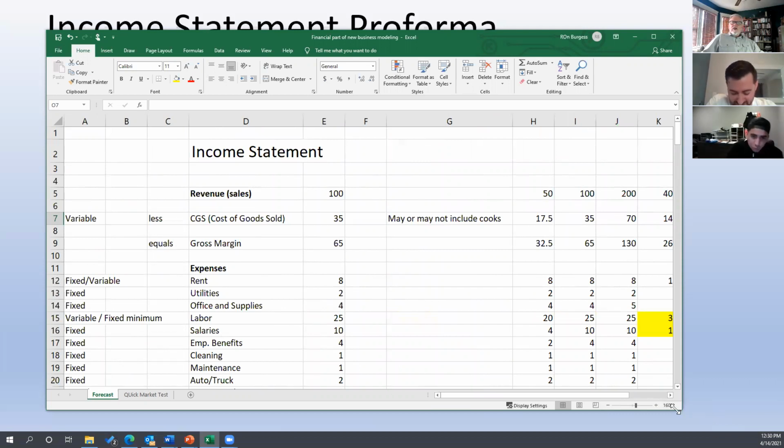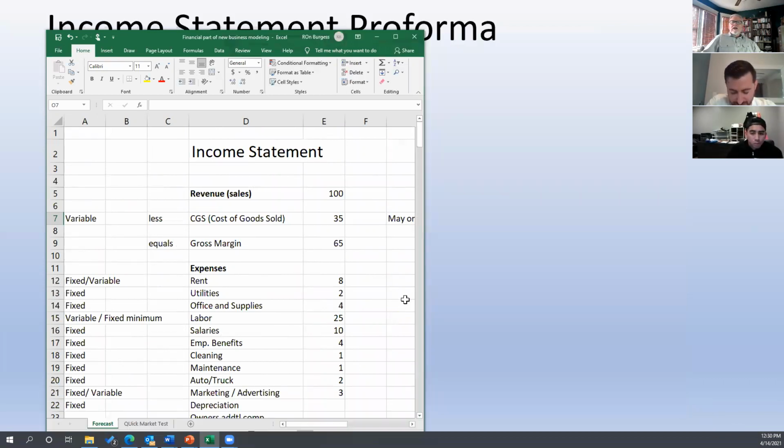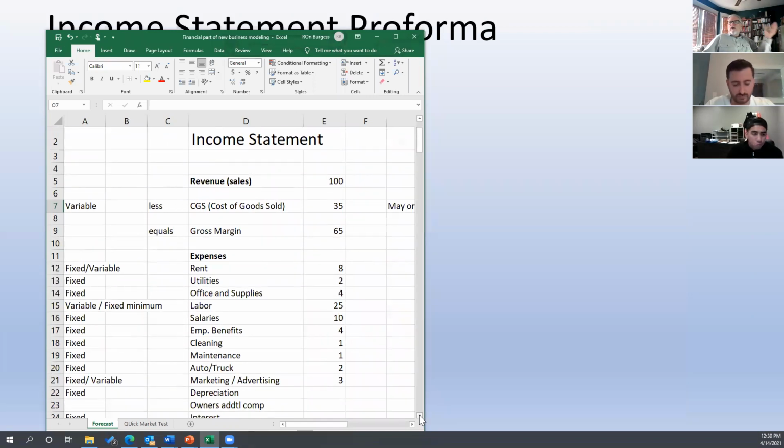So first we want to just kind of focus on an income statement. This is really simple, and this happens to be for a restaurant. So we've got revenue. I just made it easy, 100. So we just say it's 100,000 or whatever, but it also works as a percentage.